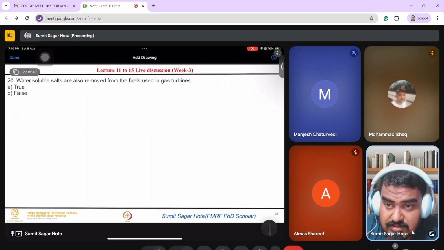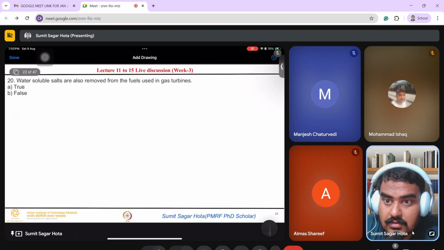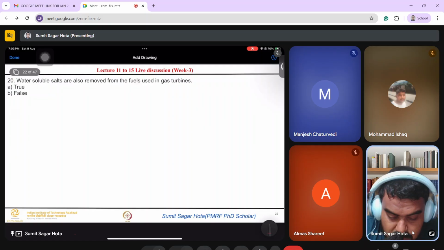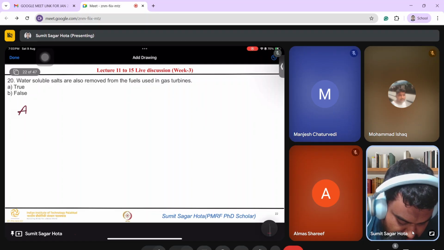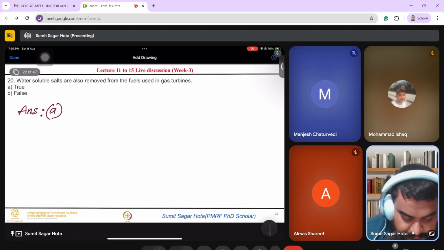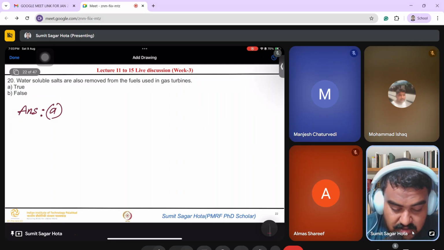The water soluble salts are also removed from the fuel used in gas turbine. Okay. This is obviously a true statement. Okay. So now what is the disadvantage of salt?